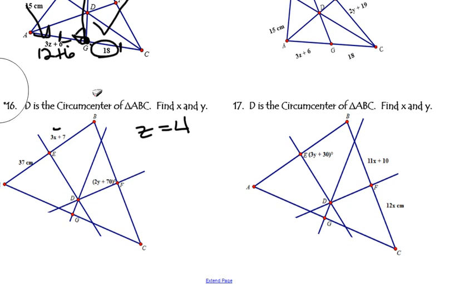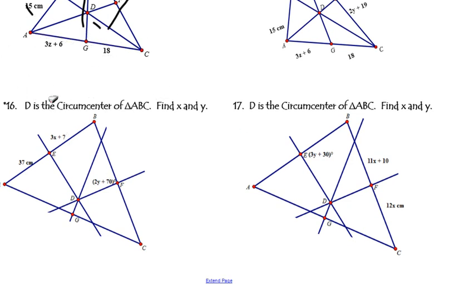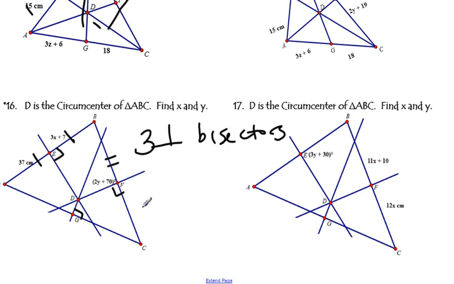All right, number 16, it says that D is the circumcenter of ABC. A circumcenter is 3 perpendicular bisectors in a triangle. That means that these are all right angles, and bisector means it just bisects the opposite sides. So these sets of sides are congruent. So I have 2 things to solve here. I have to find x and I have to find y.